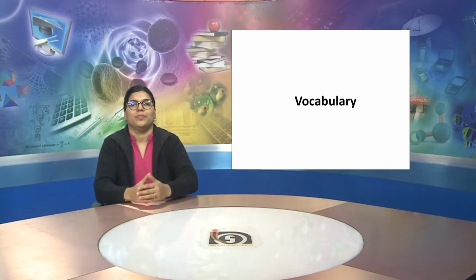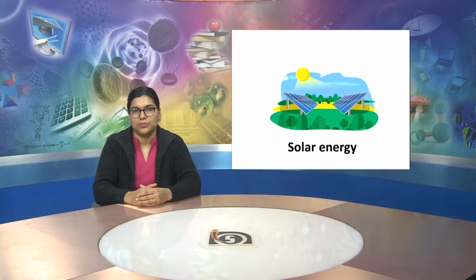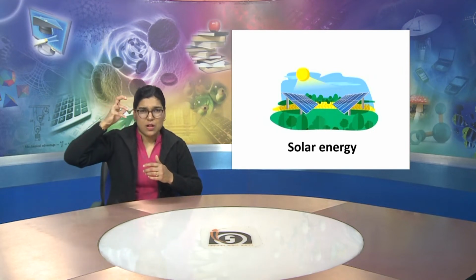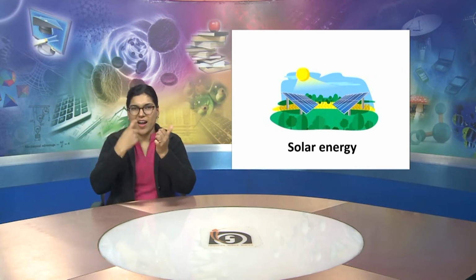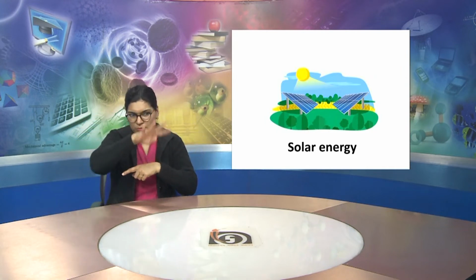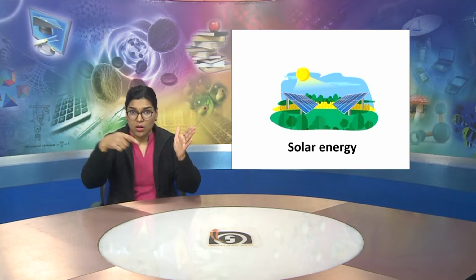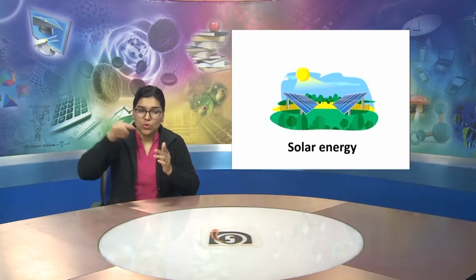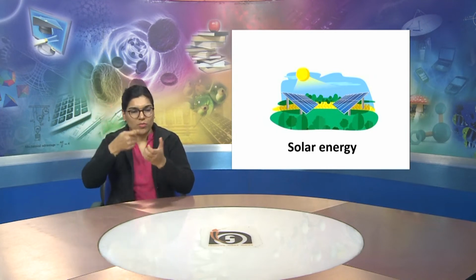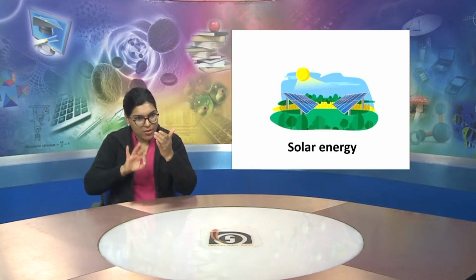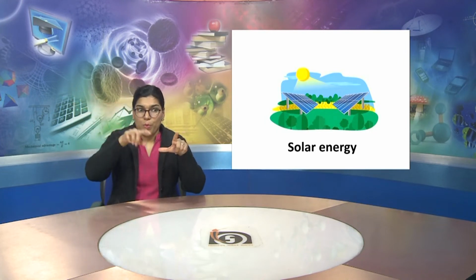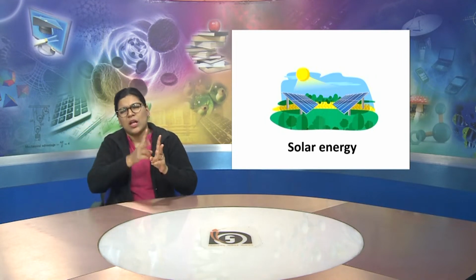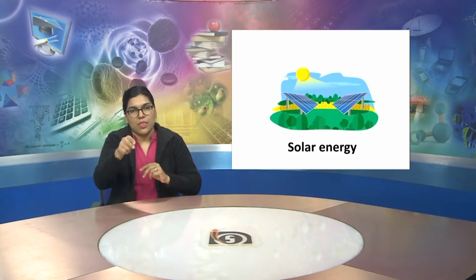First, let us understand some difficult words from the lesson. This word is solar energy. You may have seen this solar plant. This solar plant has the plates, which you can see they are all in square or rectangle shapes. They utilize the solar energy, and then that solar energy can be used in different various forms.